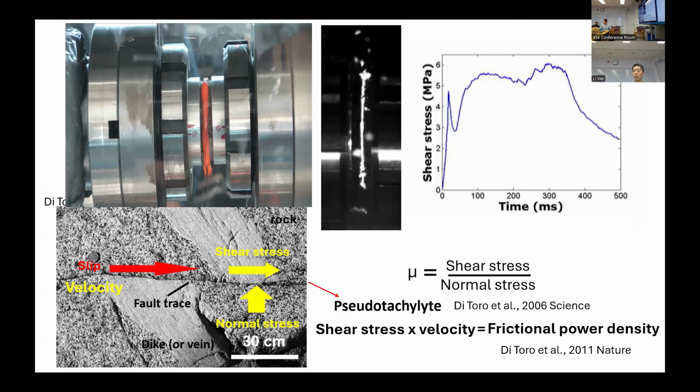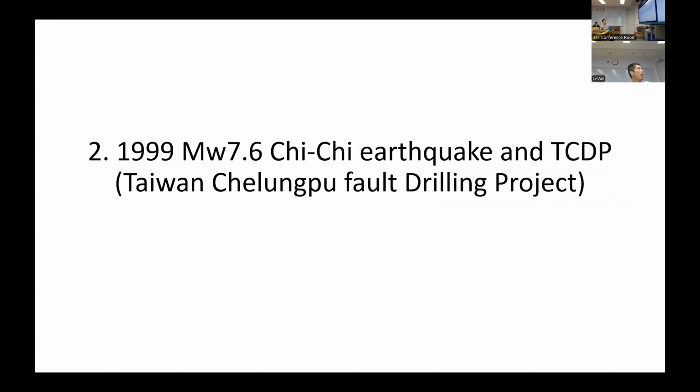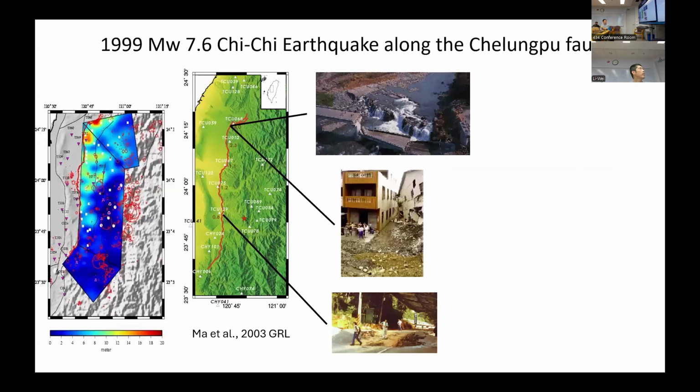So today I would like to show everything relevant to frictional power density and the relevant thermally activated processes. So this is the case from rock samples. So I would like to talk about something relevant to TCDP and the Chichi earthquake. The 1999 Chichi earthquake was a huge earthquake that happened in the northern part.